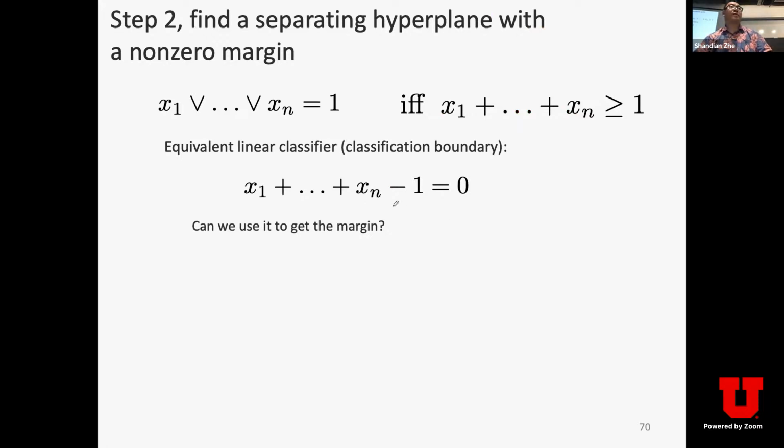Yeah, this is a separating hyperplane. We have already discussed this example before. For this disjunction function, we can construct an equivalent linear classifier which can correctly predict every possible n-dimensional Boolean feature vector. Now I want to ask if we can use this linear classifier to construct our mistake bound. To answer this question, we first need to know what the margin of this classification boundary or hyperplane is. 1. Why is it 1?